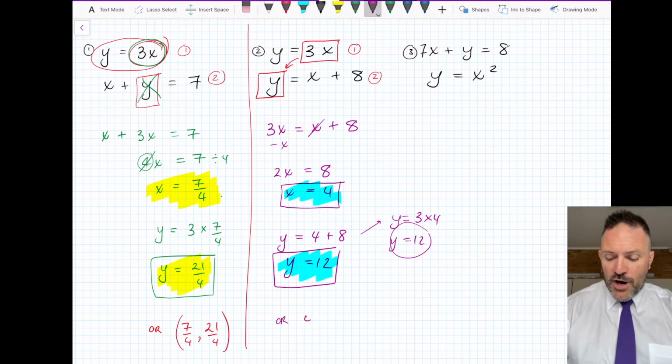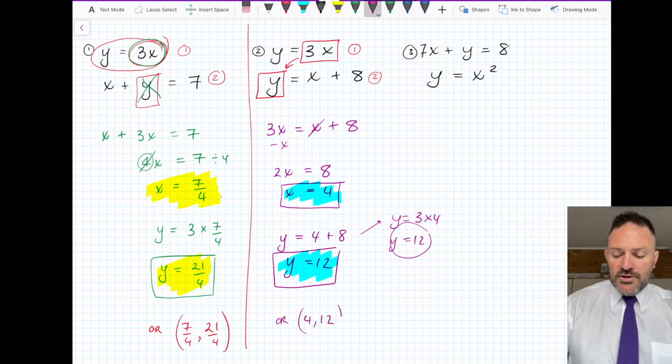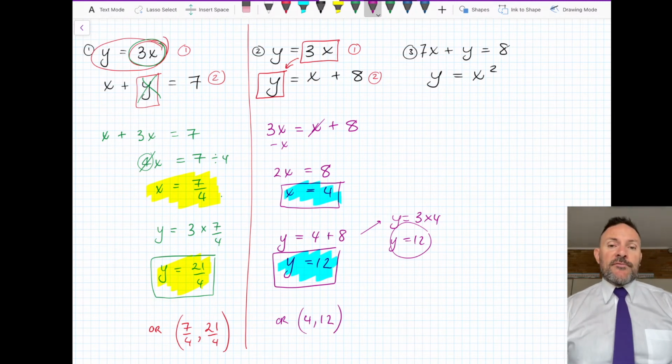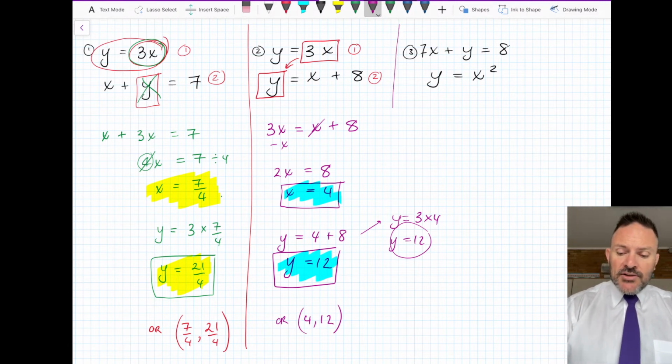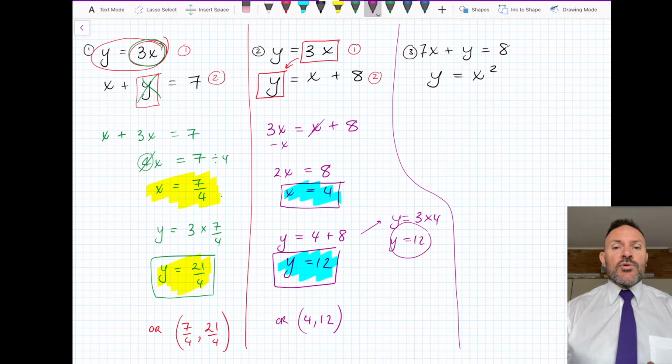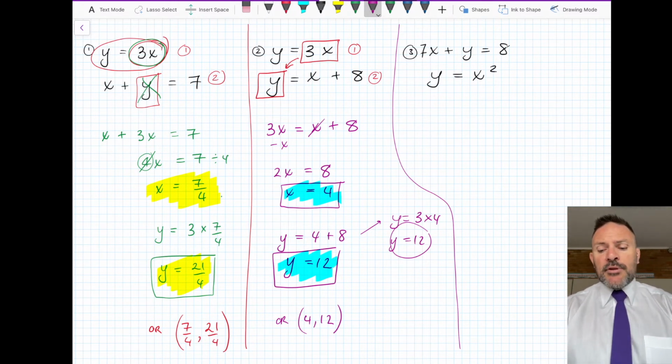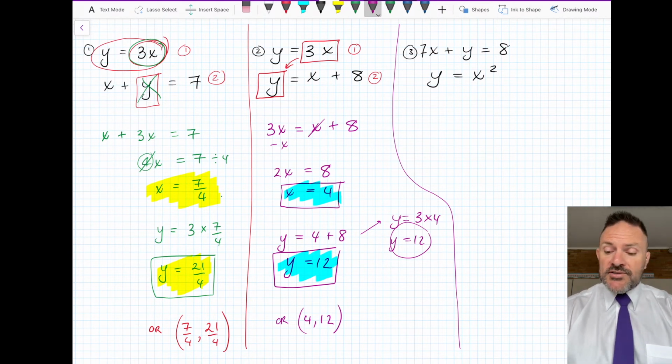But I'm also going to write this as a coordinate in the event that we're trying to find a point of intersection. So again, two really easy ways to use the method of substitution. Now, number 3, I've now delved into a bit of quadratics. Hopefully you remember your quadratic equations from last year. We'll see if you do.